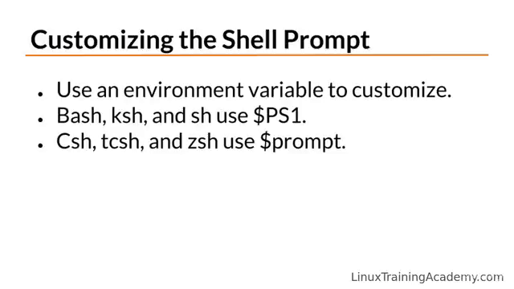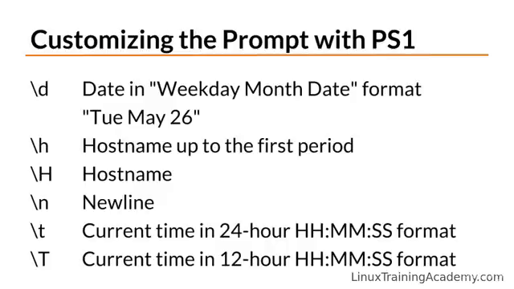For shells like Bash, KSH, and SH, the environment variable PS1 is used to set the primary prompt string. For shells like CSH, TCSH, and ZSH, they use the prompt environment variable. The format string you place in the environment variable determines the look and feel of your prompt. Each shell uses slightly different format strings, so consult the documentation for the shell that you're using.